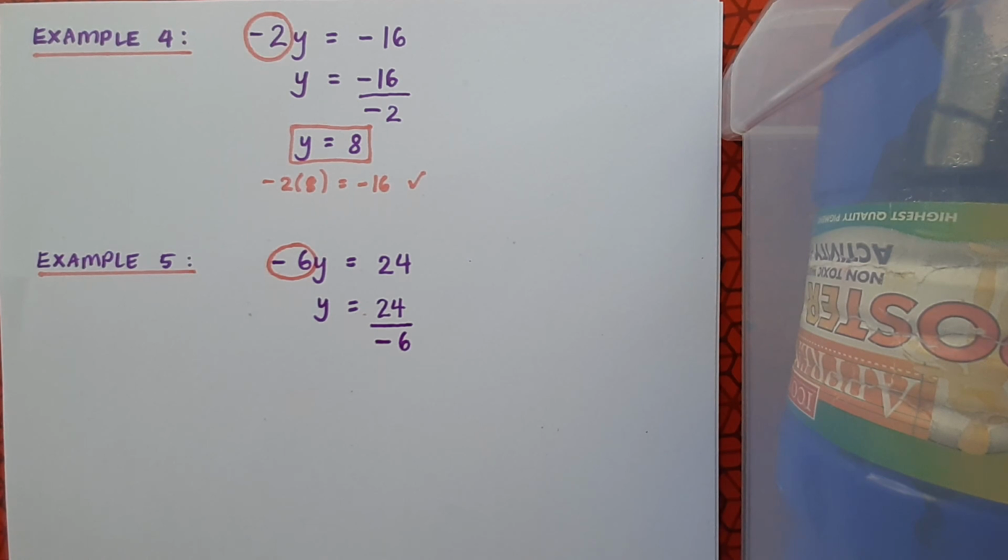Again, don't forget your rules for the signs. If you get totally stuck, you can use the calculator, but try to do it in your head. And our solution this time is y equals minus 4.